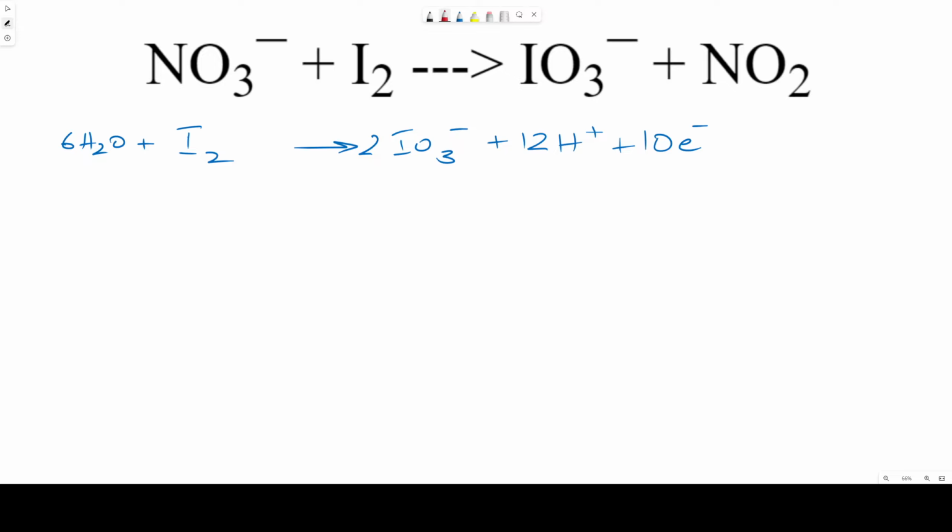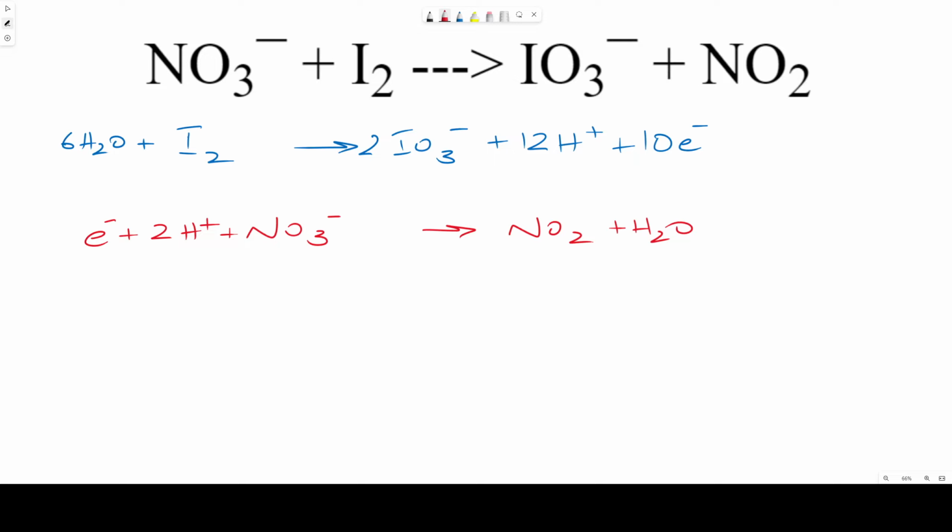Now, for the nitrate one, I will be doing the exact same steps. So NO3 minus gets me NO2. First step is balance out any of the nitrogens. They're already balanced, good to go. Then we balance out the oxygens. There's 2 on the right hand side, there's 3 on the left hand side, so we will add a water on the right hand side. Then to balance out your hydrogens, I will be adding 2H plus on this side. And to balance out all the charges, I will just add an electron on the left hand side.